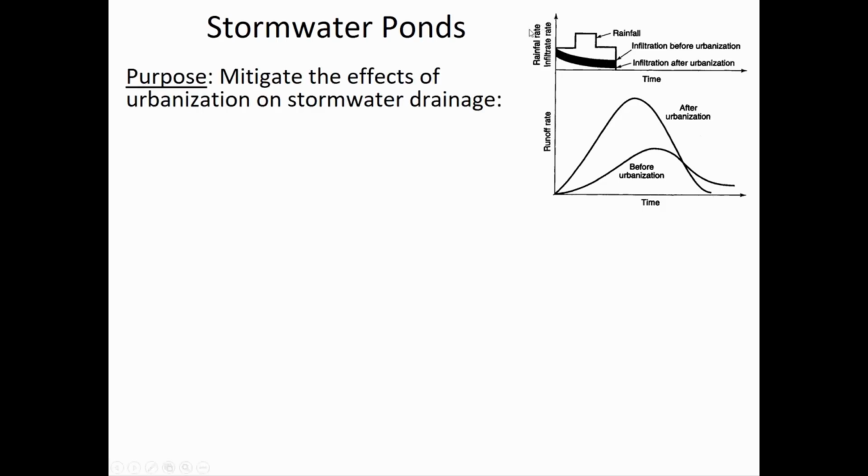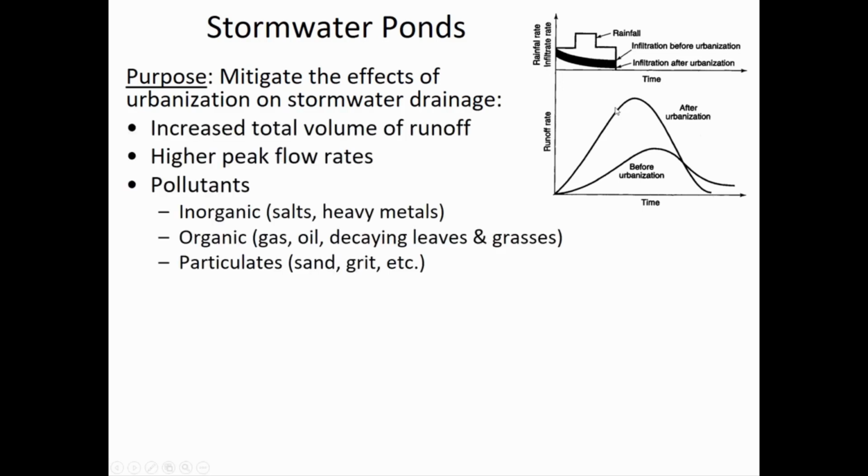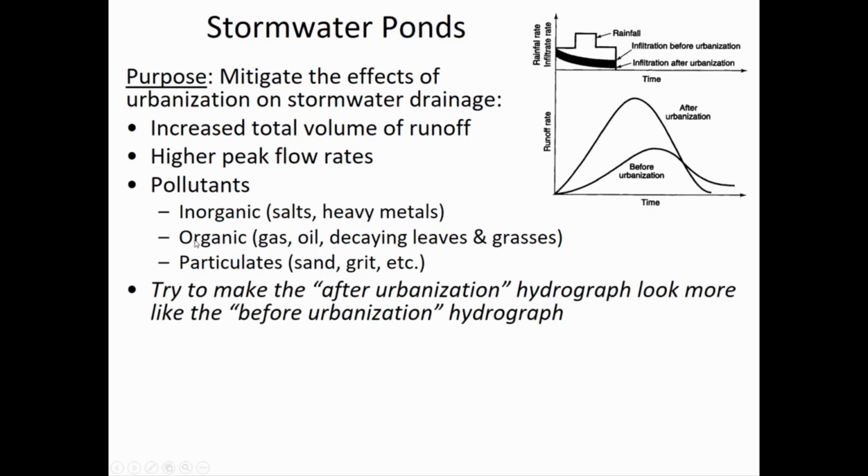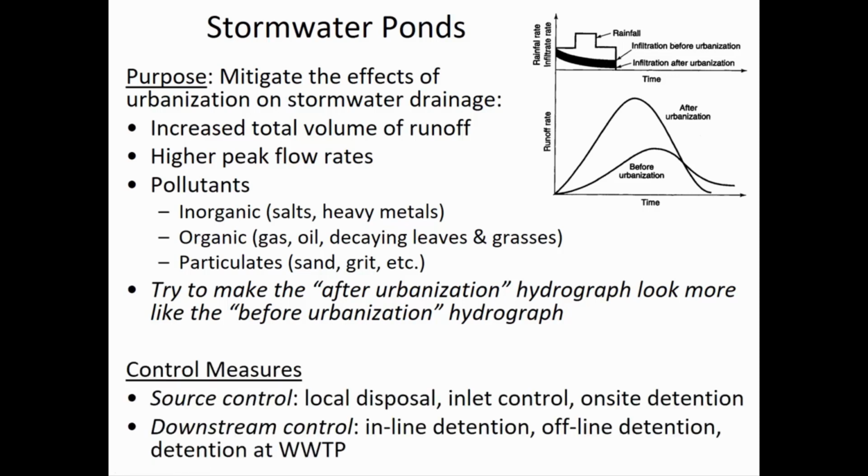All right, so remember, here's our hydrograph and hyetograph. A hydrograph is a figure depicting runoff. A hyetograph is a figure depicting rainfall. Stormwater ponds exist to mitigate the effects of sooner rainwater runoff and more of it. So the problem we're trying to solve is that there's more volume of runoff and it's coming faster, and the pollutants that can occur in an urbanized environment. So we're trying to make the after look more like the hydrograph was before urbanization. There are a couple approaches to doing that.